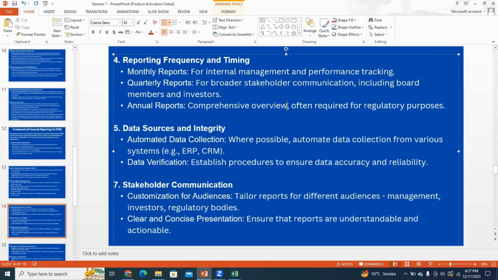Stakeholder communication is the same. The report should be communicated to the stakeholders, with customization for the audiences: tailored reports for different audiences, management, investors, regulatory bodies, and a clear and concise presentation. Yes, the report should be concise, clear, and understandable for the end users.